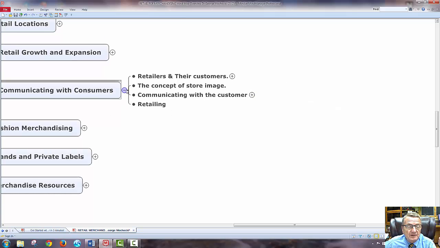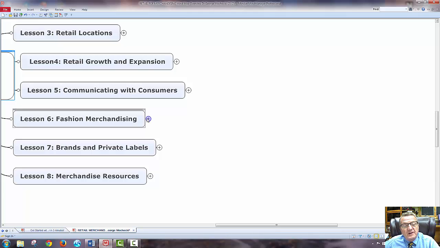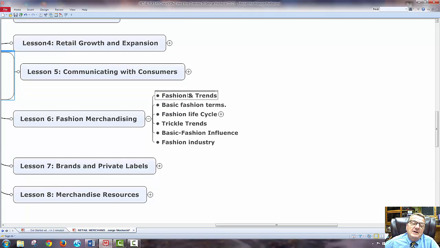And then the basic definition of retailing. Okay, fashion merchandising. What are fashion trends? Because I've got to get my inventory. Is it a fashion? Is it a trend? Or is it just basically a fad? And we'll talk about that later on. You're going to learn about some fashion terms. Some of you are taking a course or your career objective is in fashion.